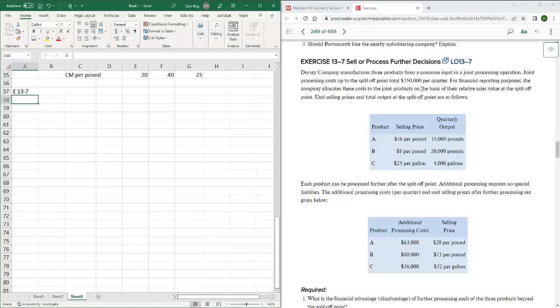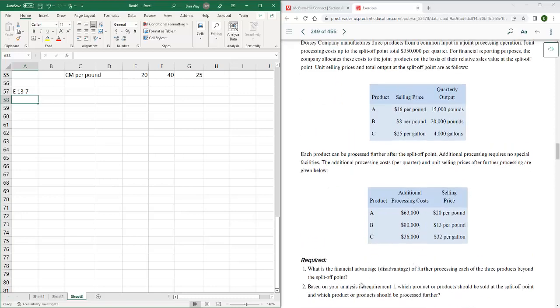For financial reporting purposes, the company allocates those costs to the joint products on the basis of relative sales value. Fine, don't care. Unit selling prices and total output at split off are shown first. So we've got products A, B, and C. We know what they sell for in this quarterly output. Each of those, though, can be processed further after the split off. Additional processing takes no special facilities. The additional processing cost per quarter and the unit selling prices after further processing are what's shown second there. Okay, so sell it at split off, that's our first box. Second box is the additional processing costs and what we can sell it for if we do that processing.